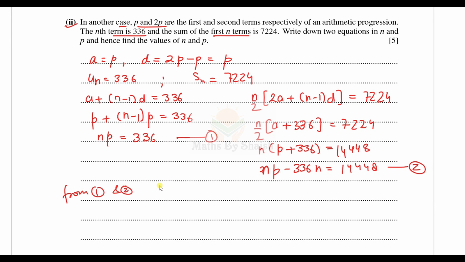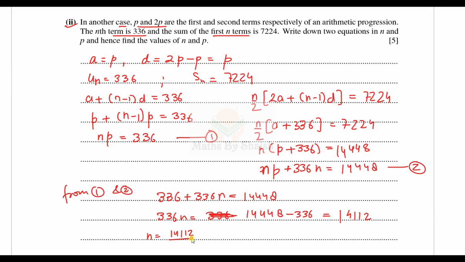From 1 and 2, we have nP from 1 as 336, so I'll write it here: 336 plus 336n is equal to 14,448. Sorry, it is plus. So 336n is equal to 14,448 minus 336, which is 14,112, and hence n is equal to 14,112 over 336, and that is going to be 42.